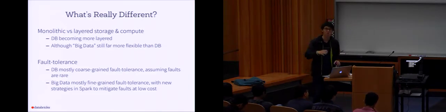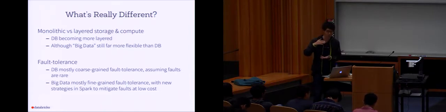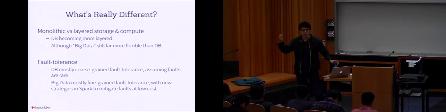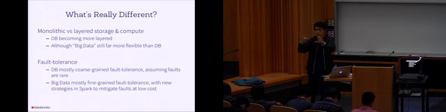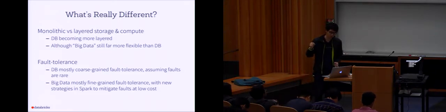Databases historically are more monolithic. You have coupled storage and coupled compute and all of that. And then you have MapReduce and this whole big data ecosystem. They have a very layered approach. You have general storage, you have some general computation engine, you have specialized frameworks on top of them, but you're not bound to any one of them.